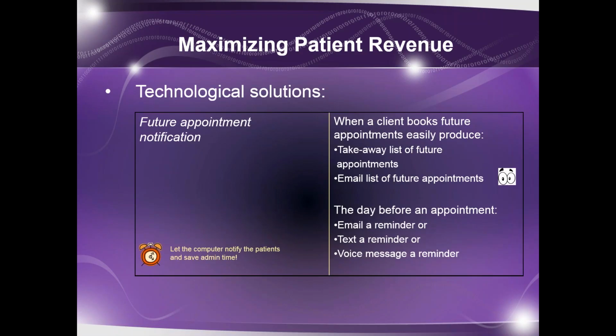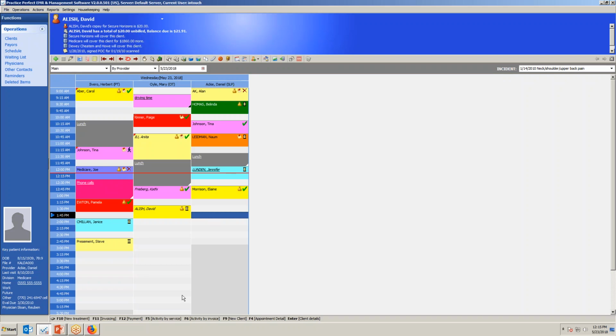Next thing we're going to look at is future appointment notification. When a client books future appointments, easily produce a takeaway list of appointments, or email a list of future appointments. So again, I'm in a clinic and I've booked a number of appointments with a particular therapist. Well, there are two things that we can do for the patient that many of you may not know about when they book these future appointments.